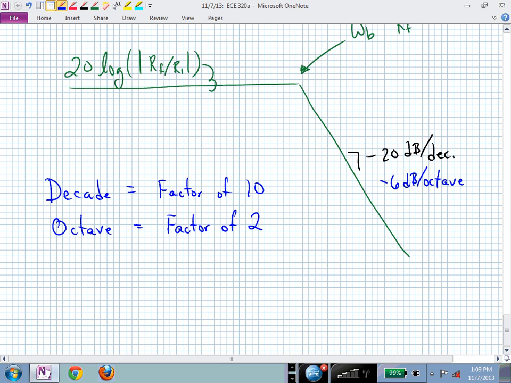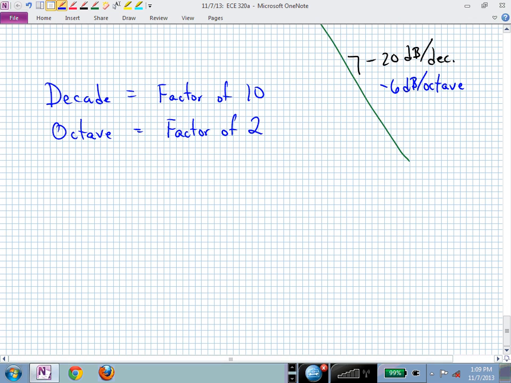So there is filter number, or transfer function number 3. That was a low pass. Let's look at a high pass.